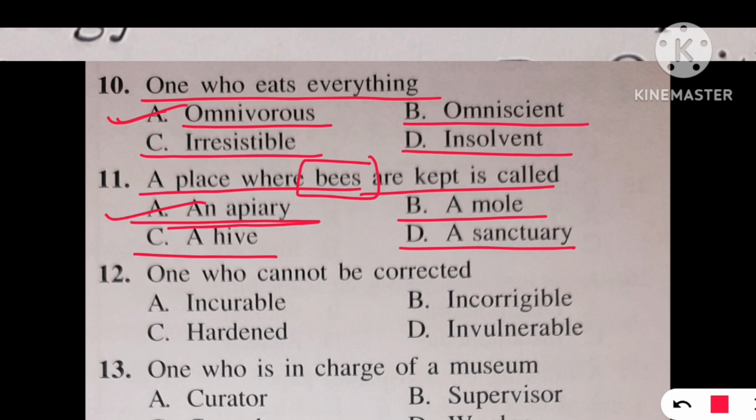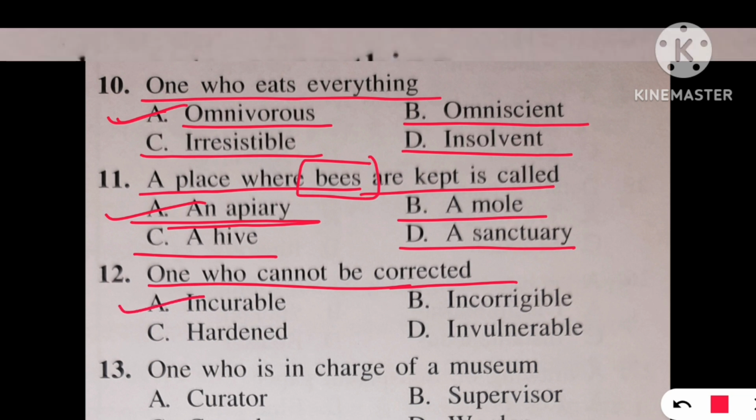Question number 12. One who cannot be corrected, they are called option A, incurable. Option B, incorrigible. Option C, hardened. And option D, invulnerable. The right answer is option B, incorrigible. The one who cannot be corrected are incorrigible.